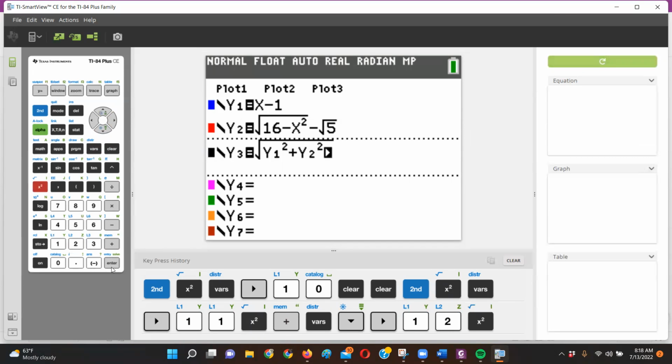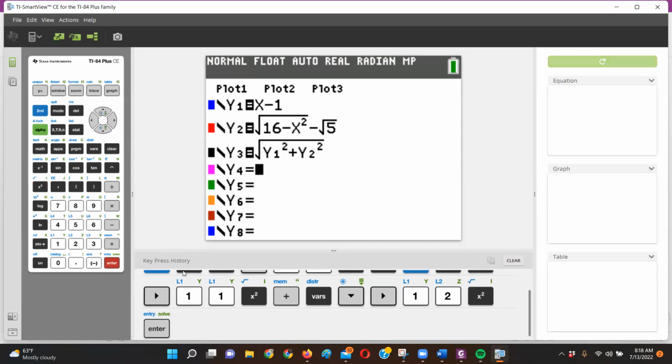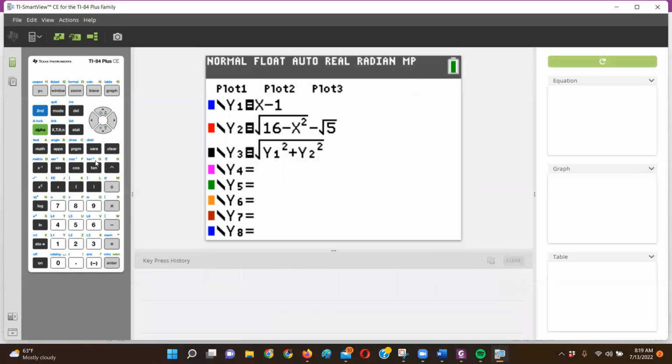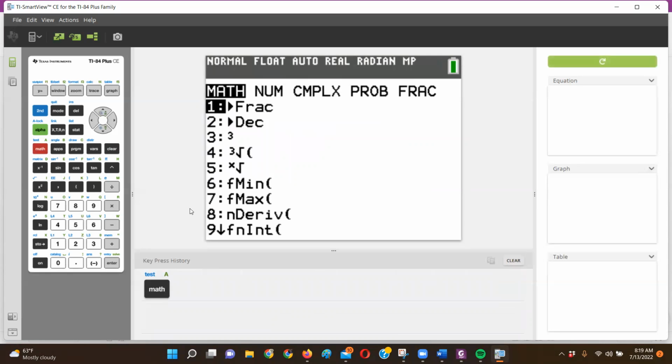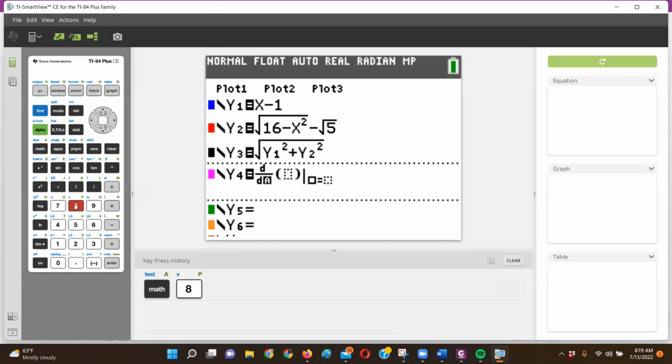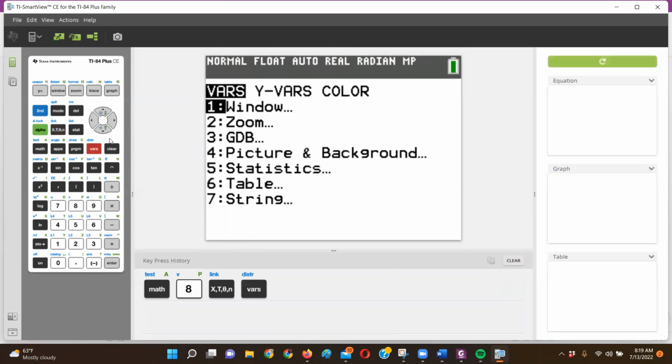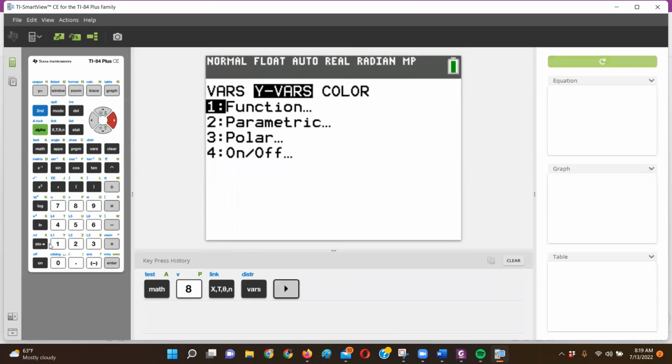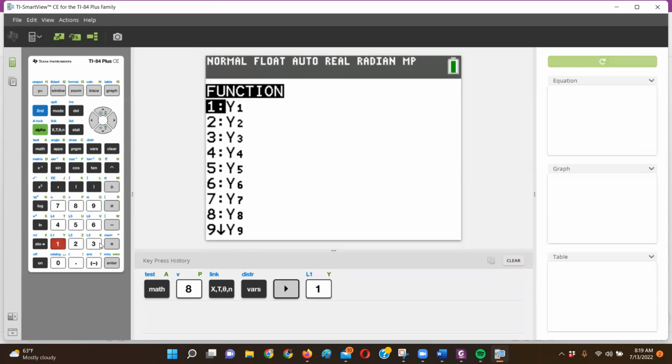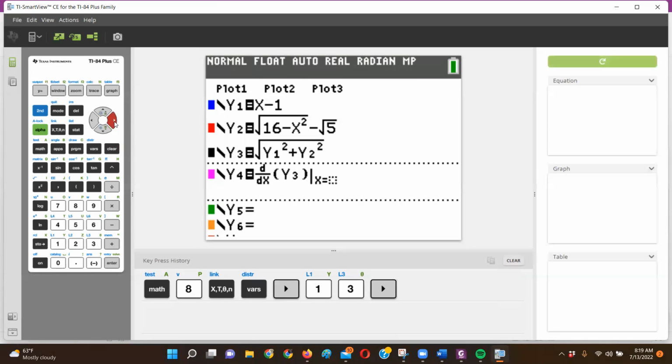Now we don't even want that graph because that's just the distance formula. I want to find the derivative of that distance formula. So down in y4, what we're going to do is math, and then 8. Math 8 is nDeriv. And we want to find the derivative with respect to x of the function in y3. So I'm just going to do vars, y bars, function 3.